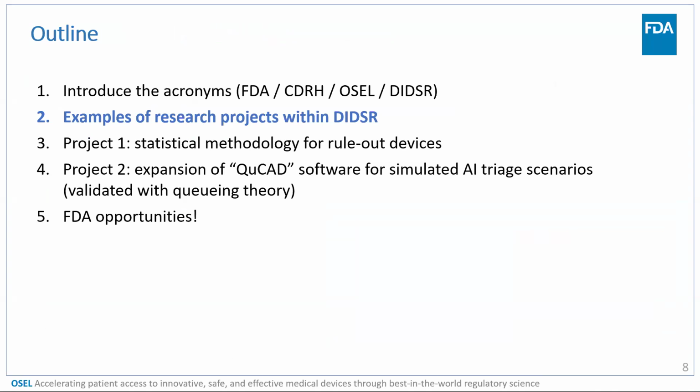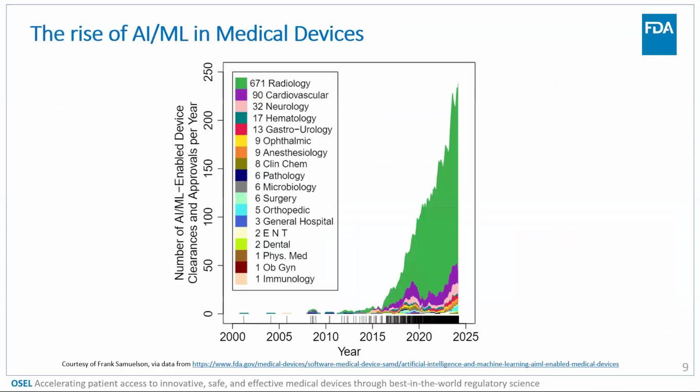So before I get kind of in the weeds with my own research projects, I just want to give some examples of research projects within DIDSR and also emphasize how the rise of AI, ML in medical devices has impacted the regulatory work that we do. So even from this graphic, you can see a sharp increase in the last 5 to 10 years of AI, ML enabled medical devices, particularly in radiology for diagnostic purposes, but also for patient management and monitoring in, for example, the cardiovascular and neurology spaces.